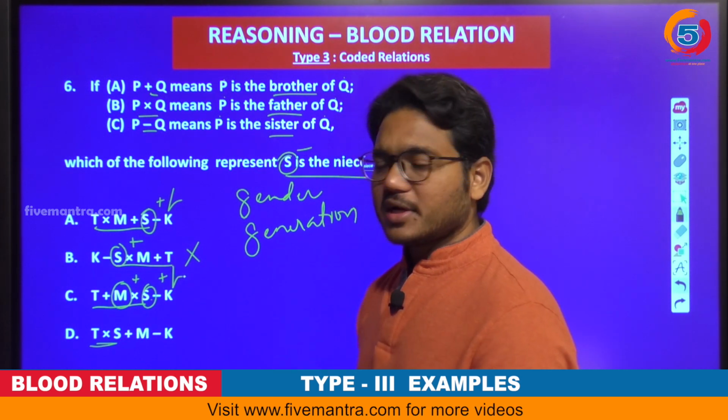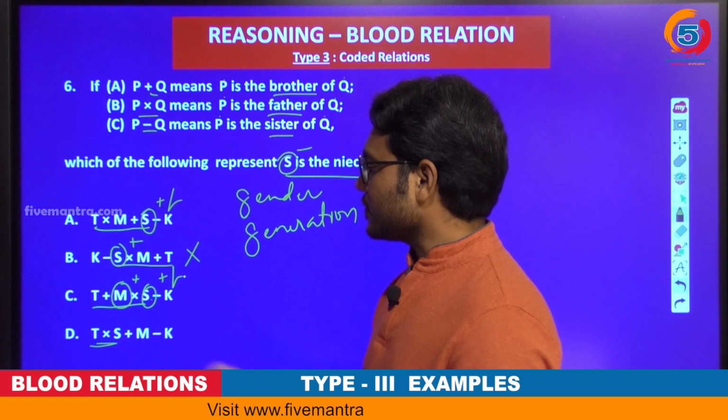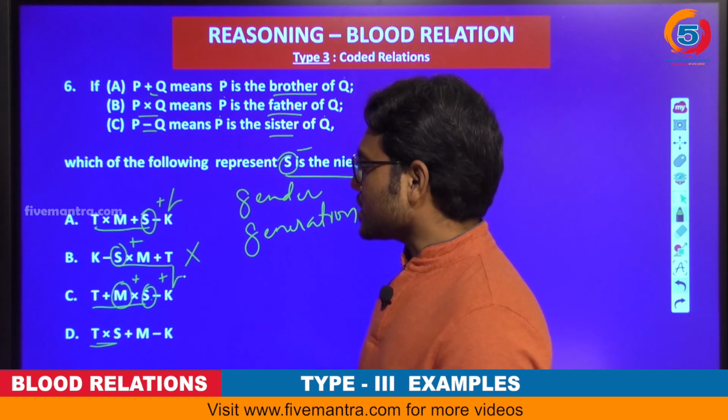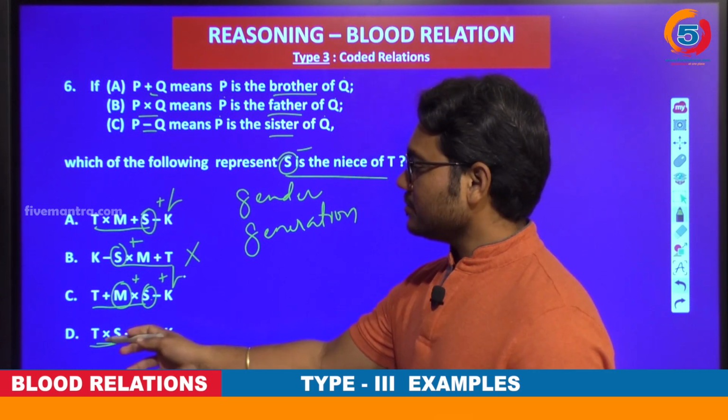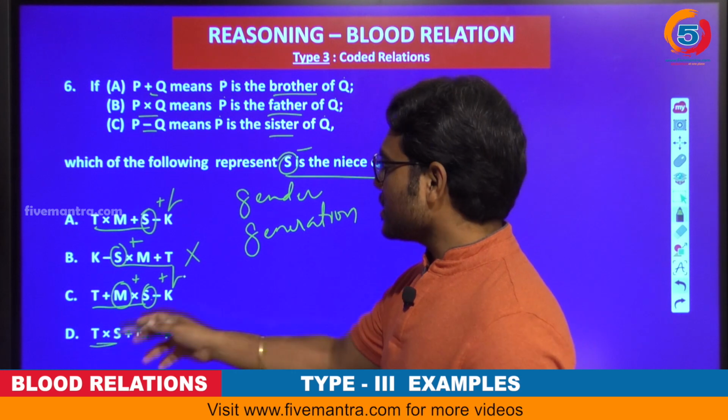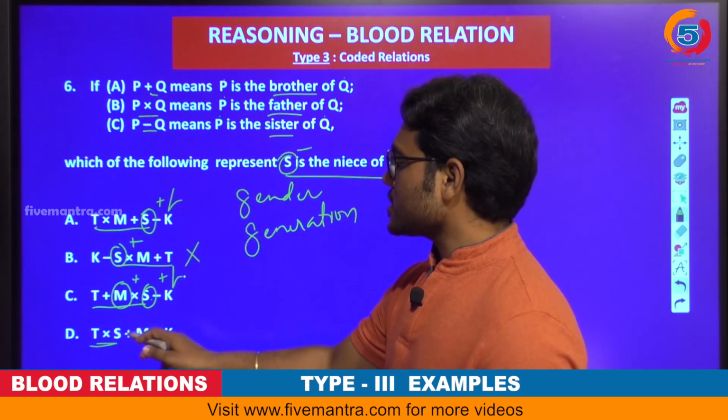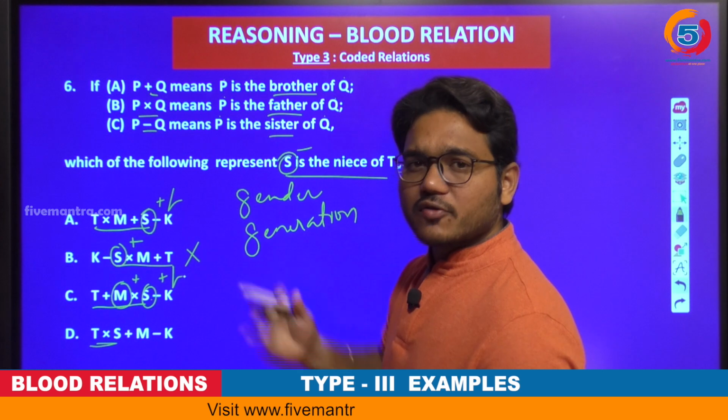Chance is there. We cannot identify the gender here. So next option, T cross S. Straight away it is a relation. They have given that T is the father of S. T cross S indicates T is the father of S.